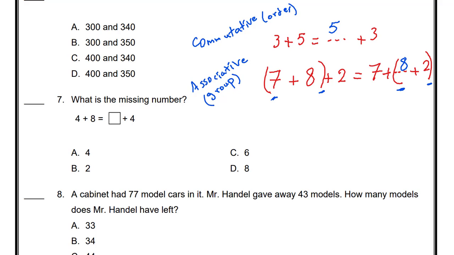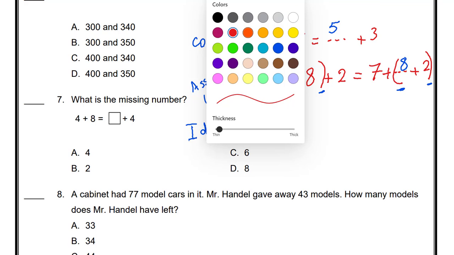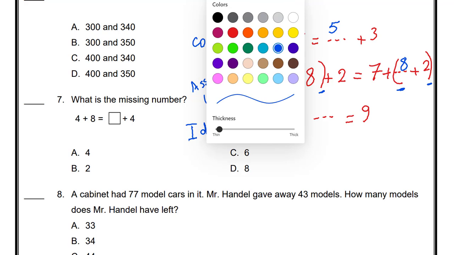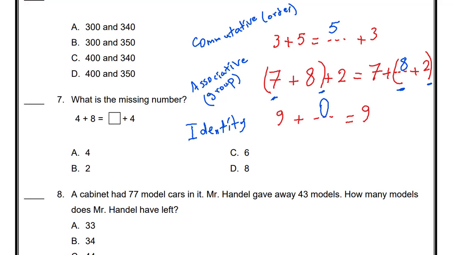And the next property is called identity or zero property. And the identity property, when we add 9 plus what number gives 9, so the number is 0. So the identity is 0. If we add 0 to any number, we will get the same number. So these are the properties that we have here. Any problems?